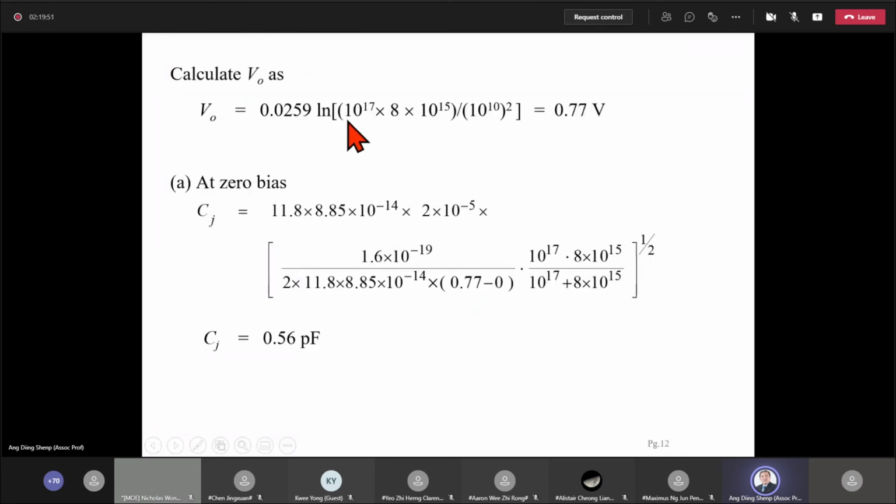So V0 is determined as 0.77 volt for a silicon PN junction. At 0 bias, the external voltage is 0, and the CJ at 0 bias can be determined. Typically, you will get a number on the order of picofarad. So just keep that in mind. If you get something that is way off, then you should double check your calculation.